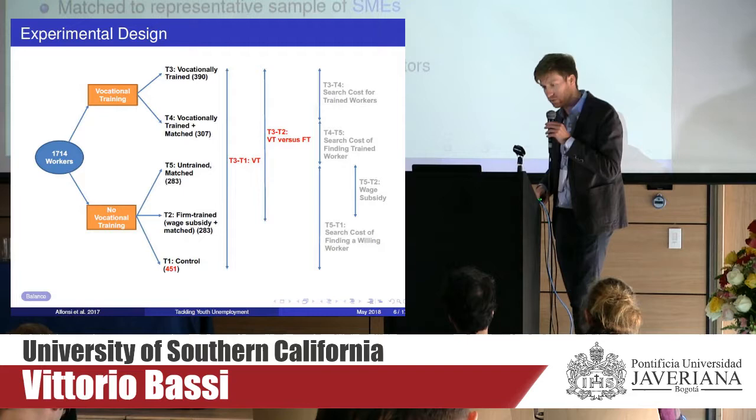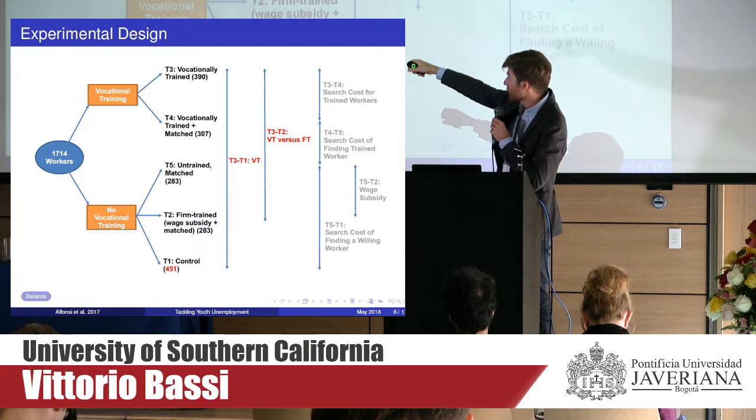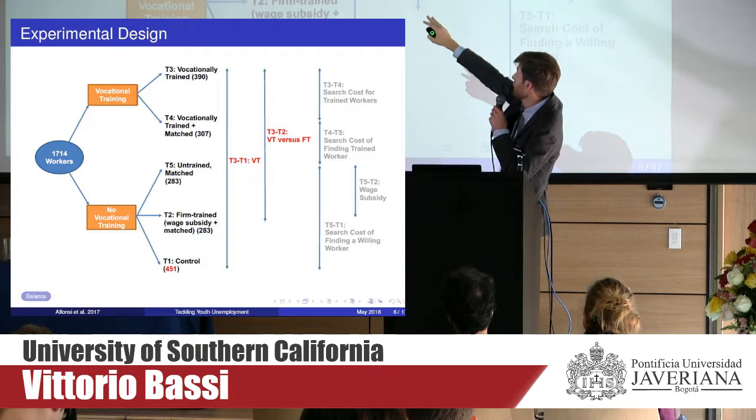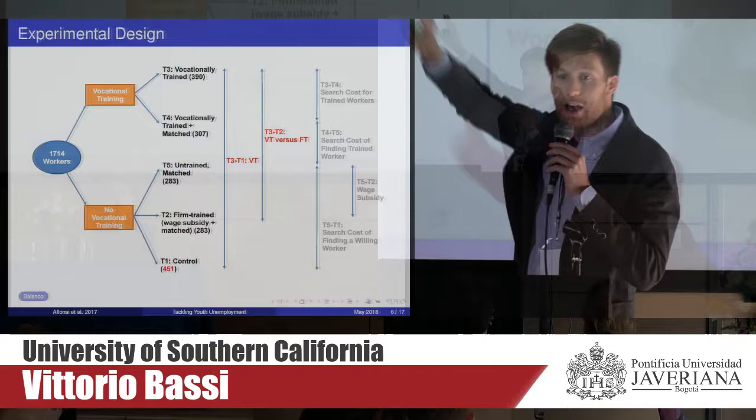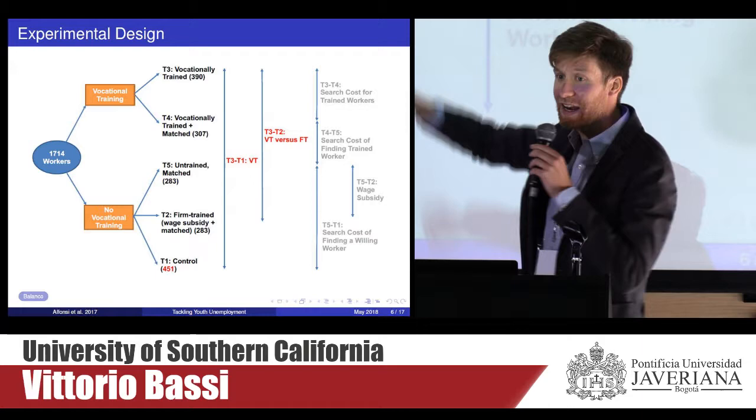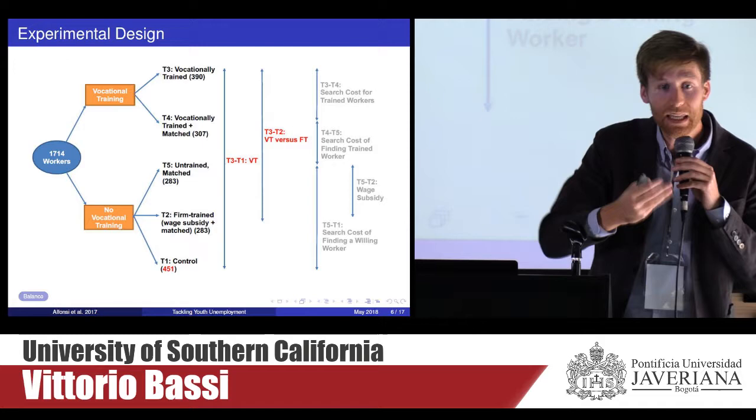Okay, so to summarize our experimental design, we have our 1,714 workers that apply. Our first group is assigned the offer to receive this formal in-class vocational training. Of the ones assigned to vocational training, one group is then left free to go in the labor market at the end of the 6 months training program. A second group instead, at the end of the training program, is matched to a firm for a job interview. So here we're going to facilitate the meeting of a skilled worker that has gone through the 6 months training program to a firm.